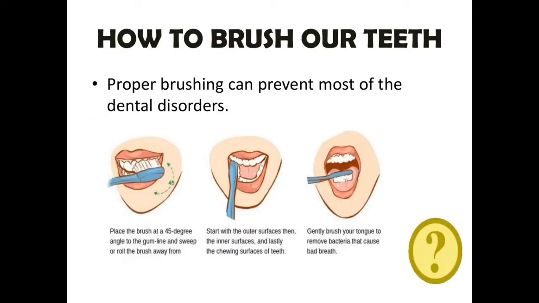Now the question arises, how to brush our teeth. So there is a proper technique of brushing. First, place the brush at an angle of 45 degrees to the gum line and then use it either in the swipe motion or in the rolling motion. Clean properly the outer surface, the inner surface and the occlusal surface of the tooth. Then gently clean the tongue area to remove the bacterial film formation over it.